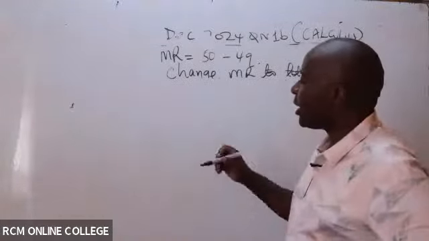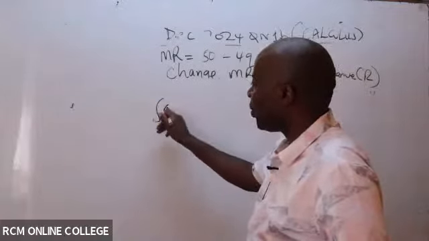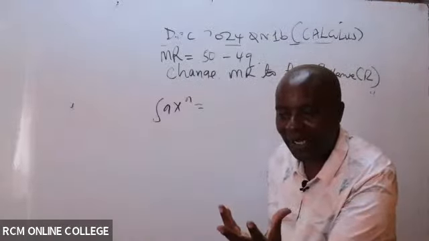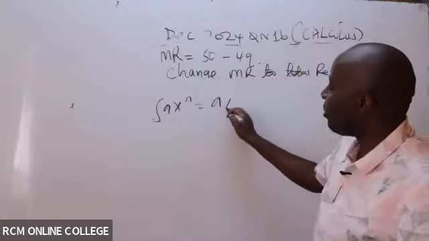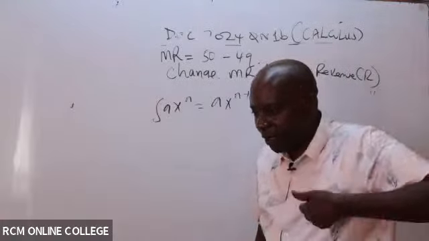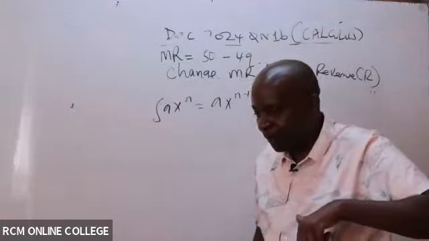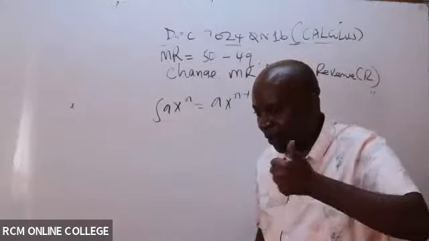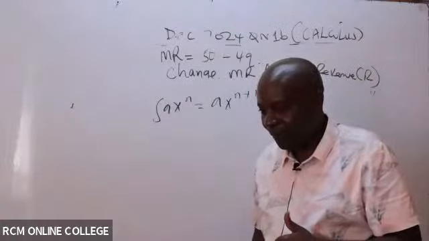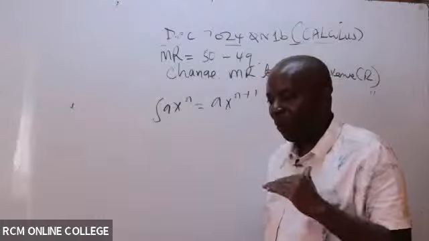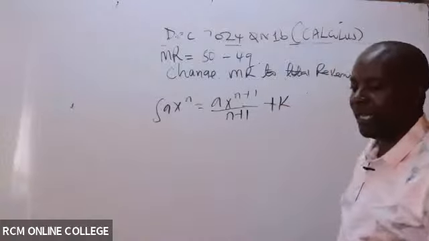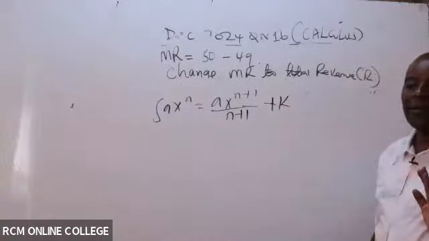Because the moment somebody has told you integration really is all about doing what? Is all about increasing the power by 1. All right? So the formula here, you increase the power by 1. So it becomes n plus what? n plus 1. And then what do you do, somebody? After you've increased the power by 1, what do you do? You divide by the new power, which is n plus 1, plus what here? Plus k. You must always have here plus k.